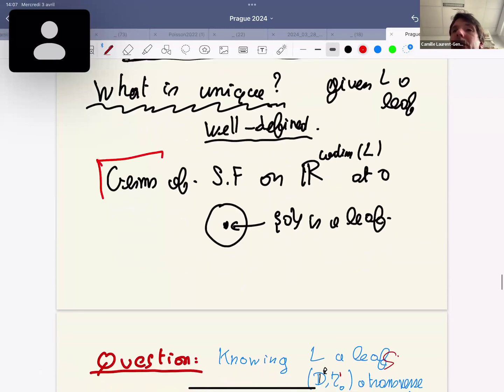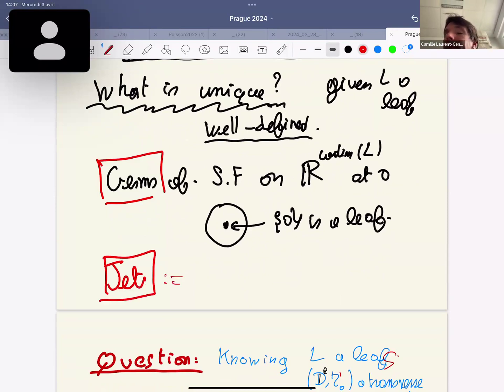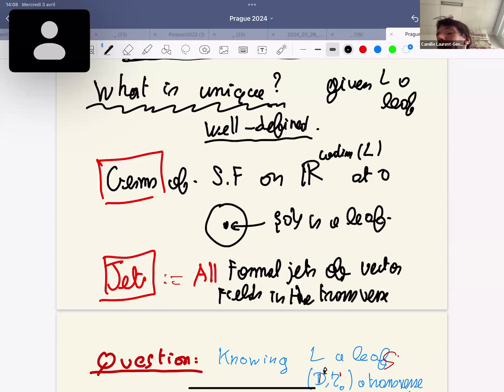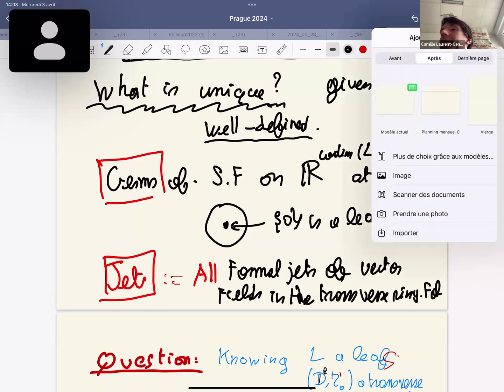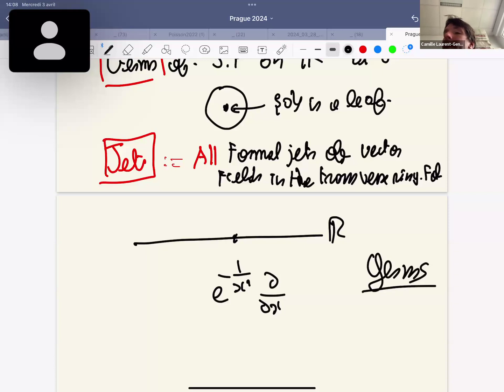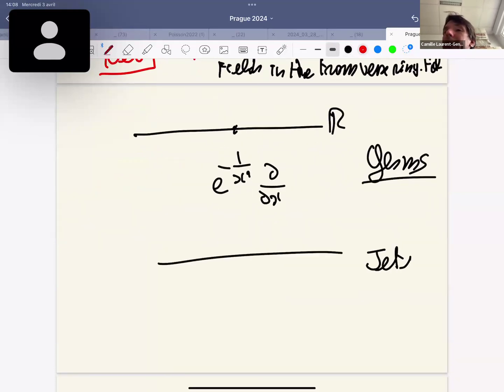But in fact, since it's unique at the level of germs, it's also unique at the level of jets, where jets means you take all of the formal jets of vector fields in the transverse singular foliation. So when you do that, you may lose some information. Like assume your transverse singular foliation is just R with this vector field at the level of germs. When you look at the level of jets, somehow you lose some information because this function vanishes with all its derivatives at 0, and all you get is just, well, the singular foliation is a 0, okay?